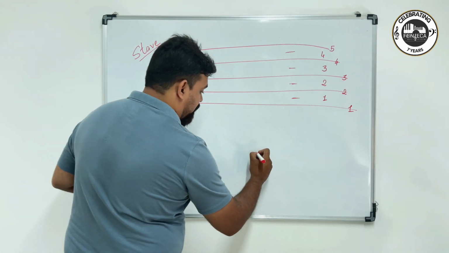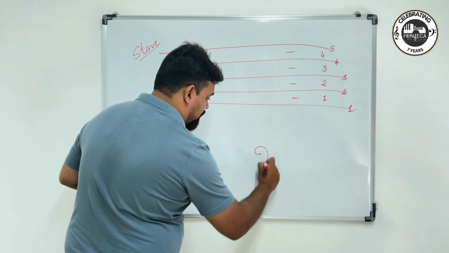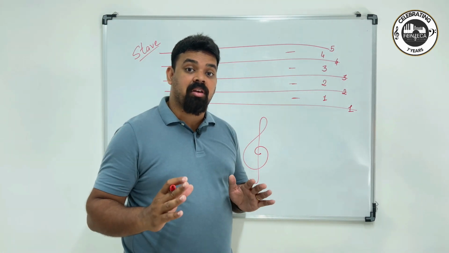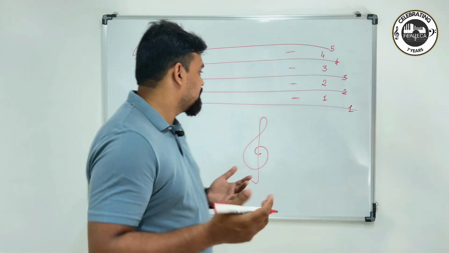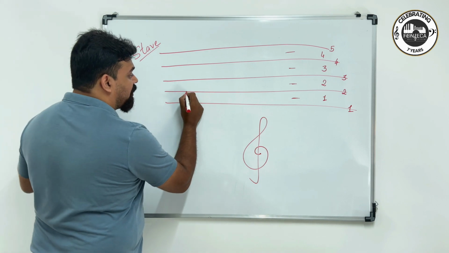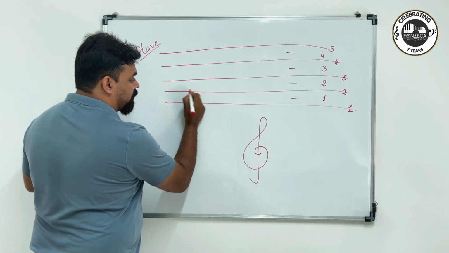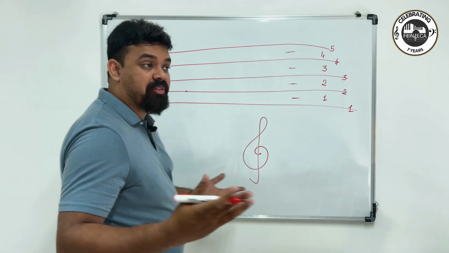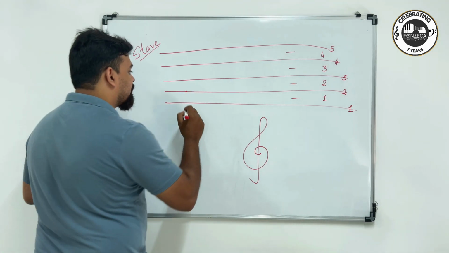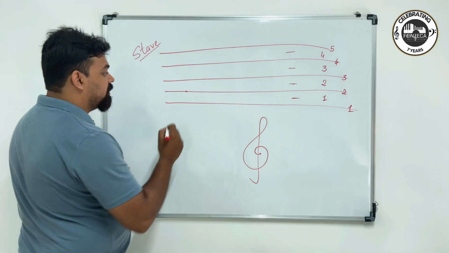Okay, so this is your basic treble clef, but we need to learn how to draw it. So for that, we make a dot on the second line. We'll do it slowly so everyone can follow. If you have your manuscript paper ready with you, you can do it along with me. You make a dot on the second line.